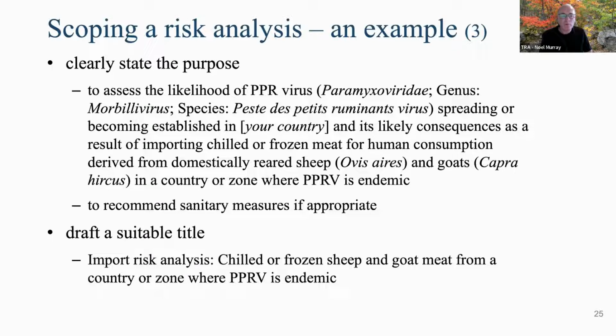So here's an example. We're looking at assessing the likelihood of PPR virus, with the scientific name, spreading or becoming established in your country and its likely consequences as a result of importing chilled or frozen meat for human consumption derived from domestically reared sheep and goats in a country where PPRV is endemic, and then to recommend sanitary measures if appropriate. We might want to draft a suitable title for our analysis. In this case, that could be: chilled or frozen sheep and goat meat from a country or zone where PPRV is endemic.